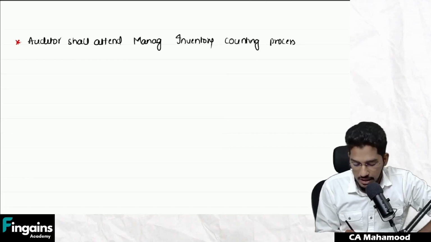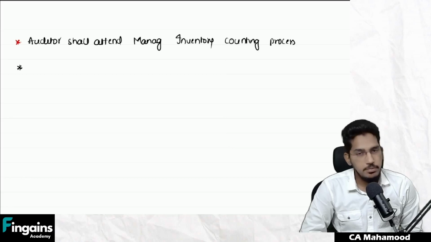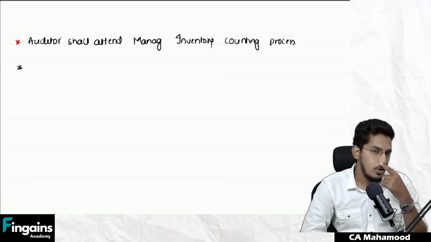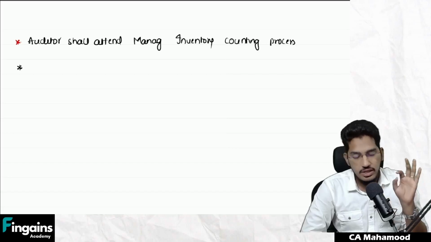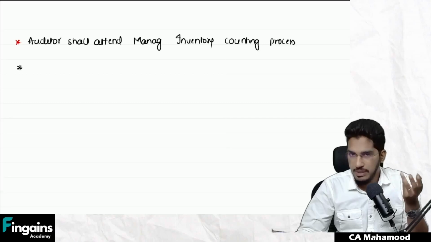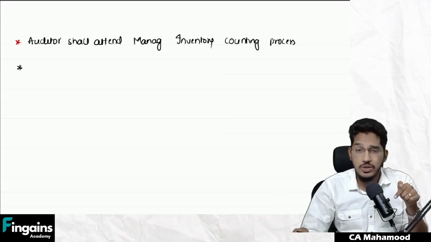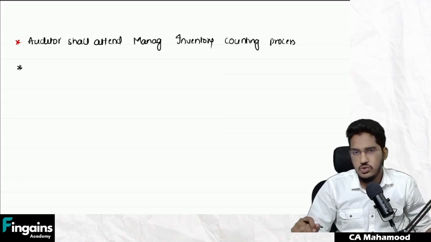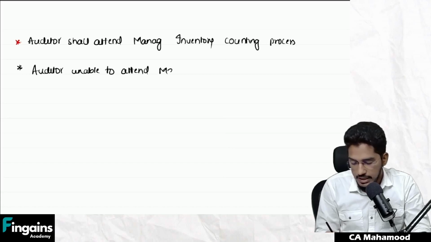Very good. Then, sometimes what will happen is management will be doing inventory counting and they have invited the auditor also. Sir, we are doing inventory counting, please come and visit us. But the auditor was unable to attend that inventory counting process. Management informed the auditor that on so and so date they are going to do the inventory verification, but because of some emergency or some unavoidable circumstances, the auditor was unable to attend the management's inventory counting process.